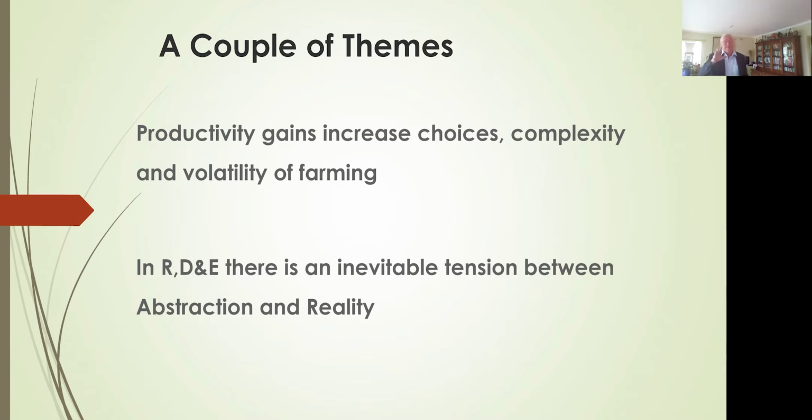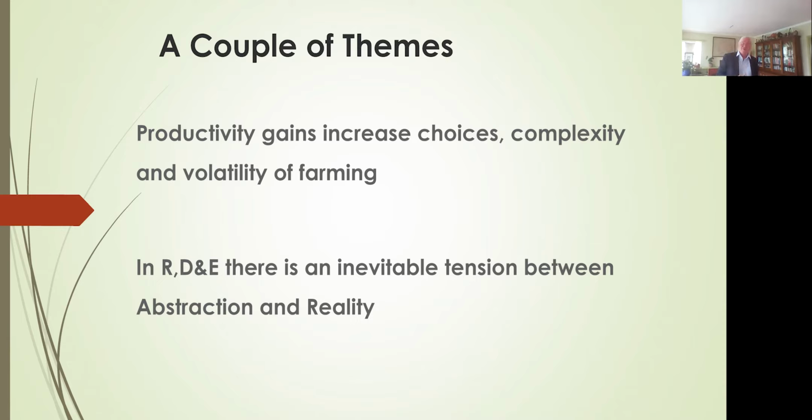First, productivity gains increase our choices in agriculture, but as we increase our farm production, our farm size, our farm choices, it increases the complexity and the volatility of farming. That's fine. You just got to be good to manage the increased complexity and increased volatility, and not all farmers are equipped to do that.